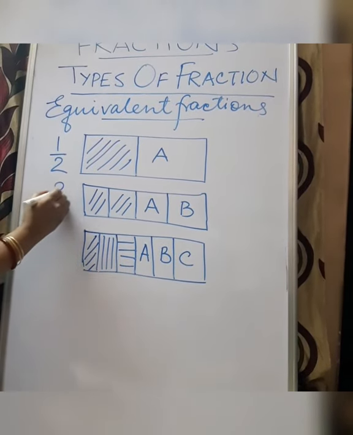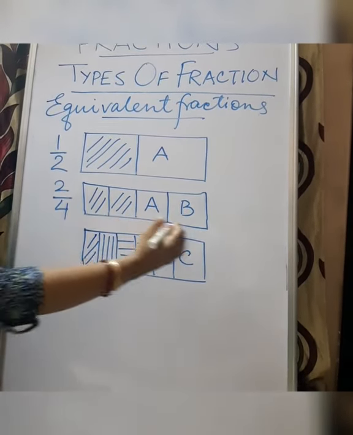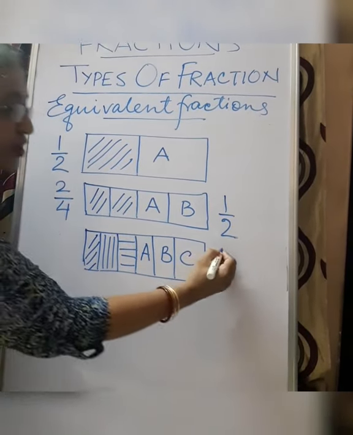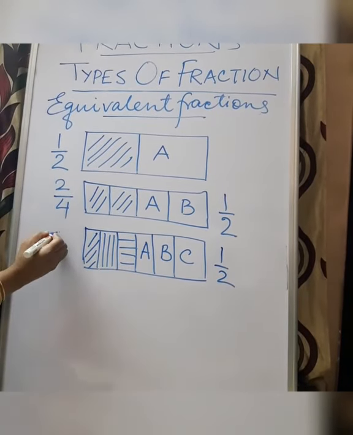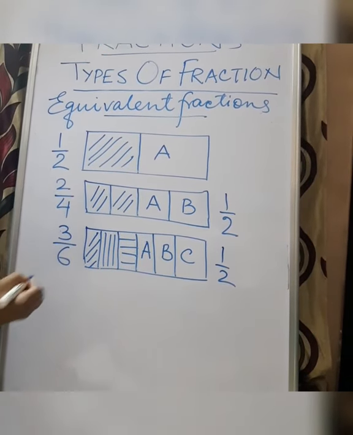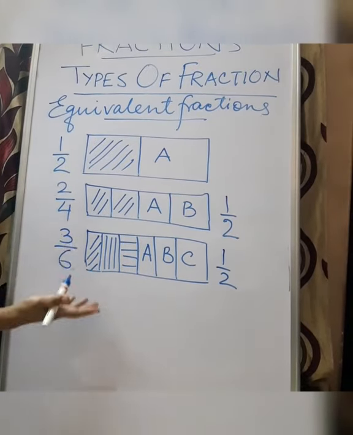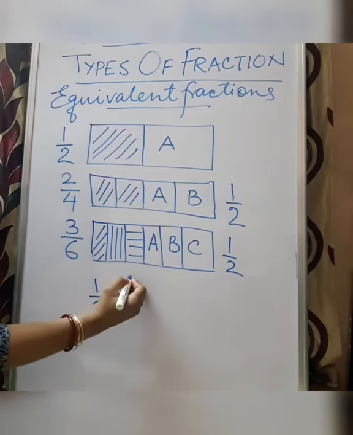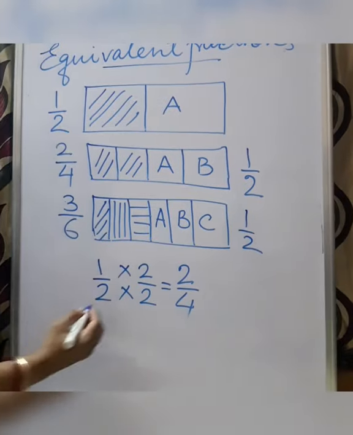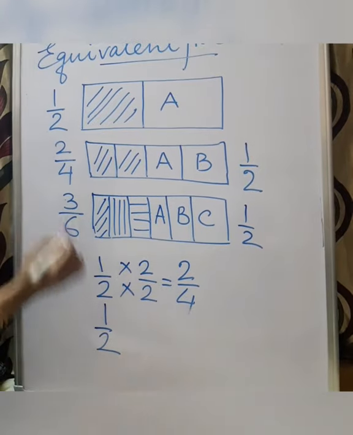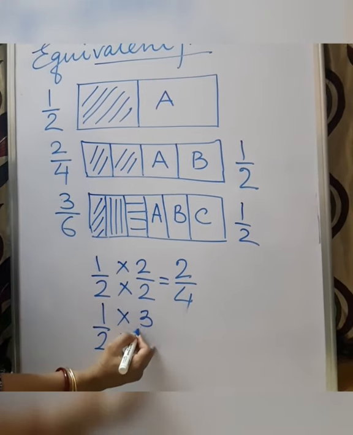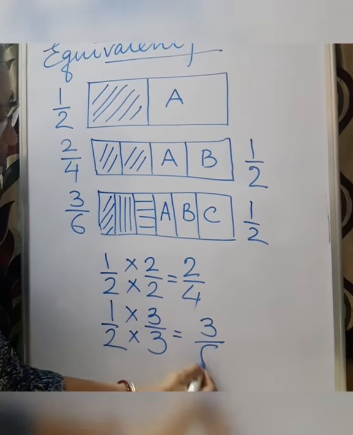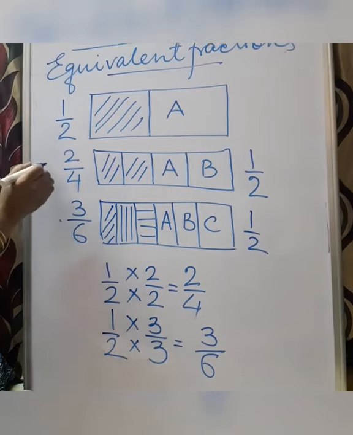Here I am getting 2 by 4, but you can see I am getting half. Here also I am getting half of the chocolate, but here the fraction I have is 3 by 6. So these are known as equivalent fractions. Multiply the numerator and the denominator by 2. Then we multiply 1 by 2, both the numerator and denominator by 3. So I get 3 by 6 here, 2 by 4.